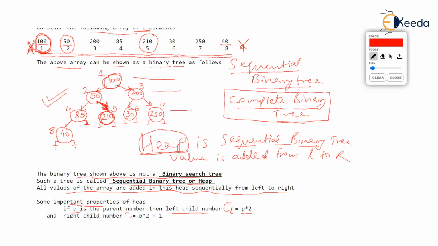Now the parent value over here, 100, is although less than the right child, but it is greater than the left child. So the min heap rule is broken in the first generation, or the first level itself. So this is not a min heap either.